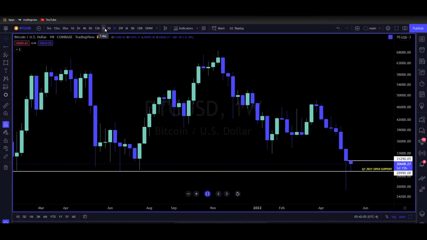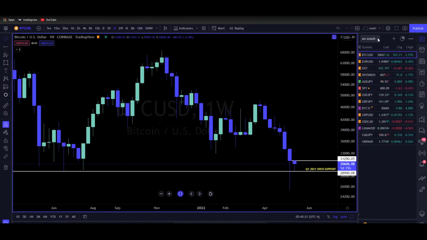Couple that together with a CPI print that looks a little bit better than the rest of them have, and on top of that, everything is so extended beyond its 200 exponential or 200 simple moving averages. That is perfect for a near-term bounce.